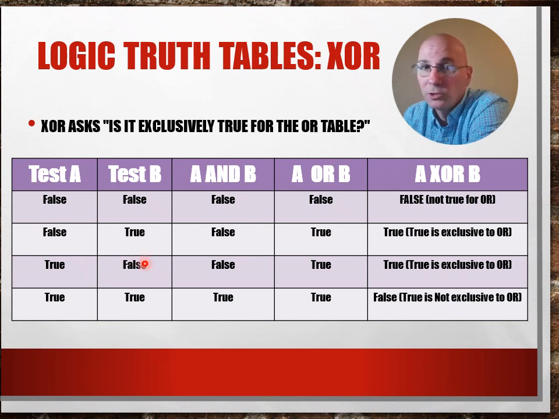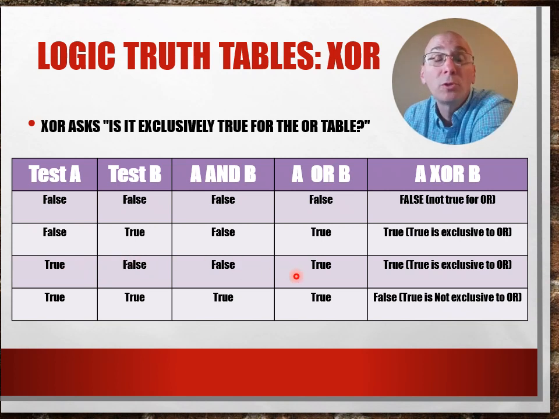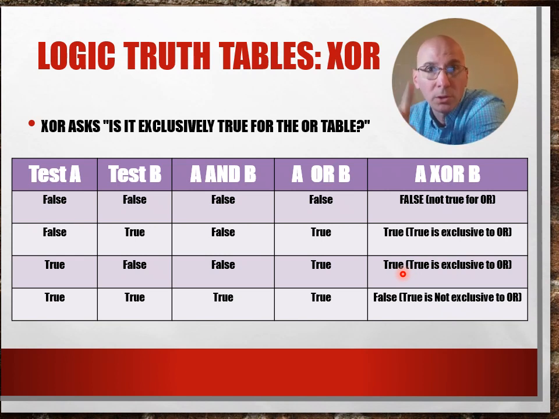True or false? Well, it's false for AND and it's true for OR. So it is exclusively true for the OR table. So true or false is true when XORed together. How about true, true? Well, here it's true for AND and it's true for OR. So it's not exclusively true for the OR table. It's true for both AND and OR. So true XOR true is going to be false because it's not exclusively true for an OR table.